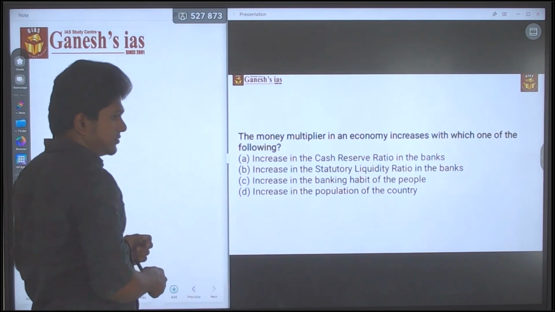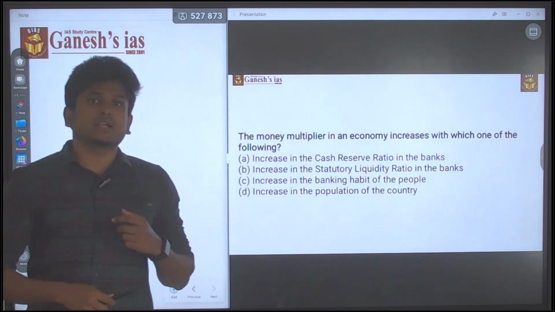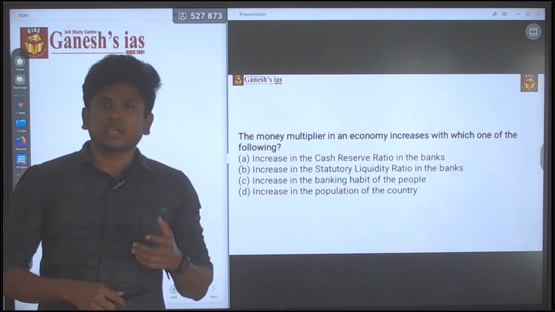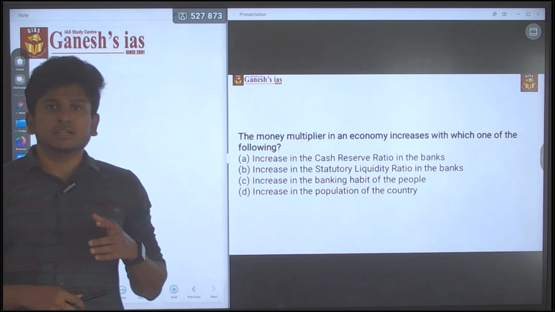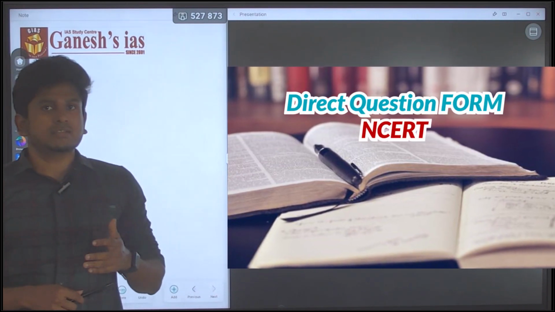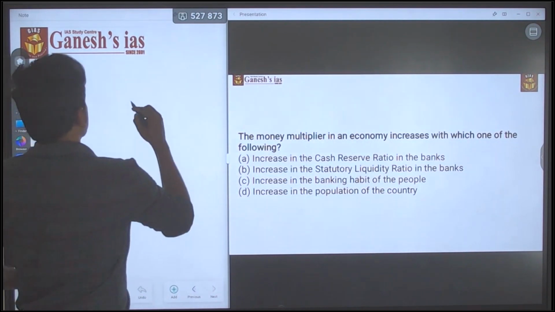Most of the time, the questions will be from the current affairs part, which is called the dynamic part. Sometimes they will ask direct questions from the NCERTs. That is also done, and that is called the static part.